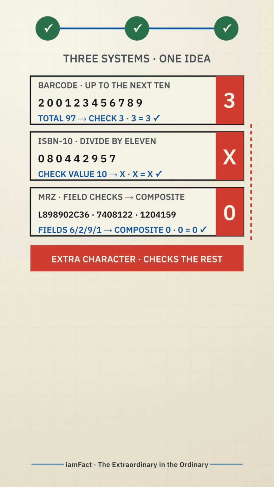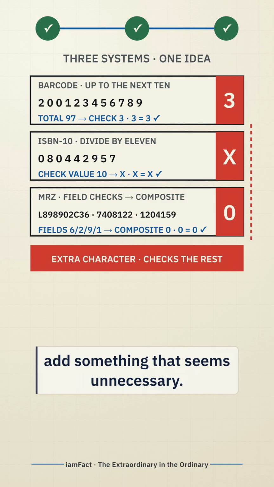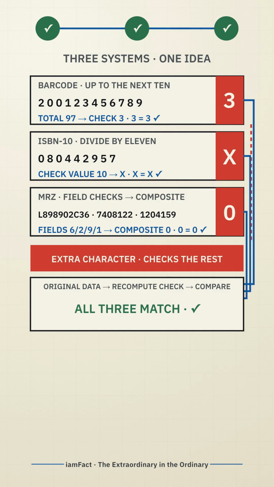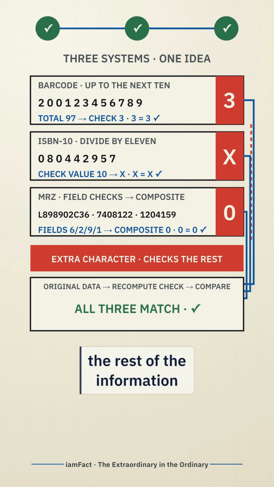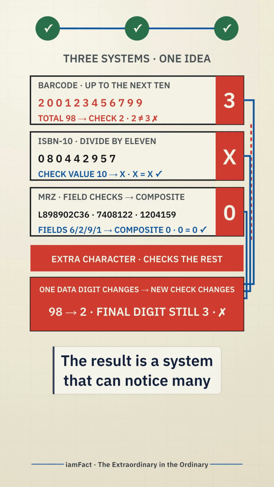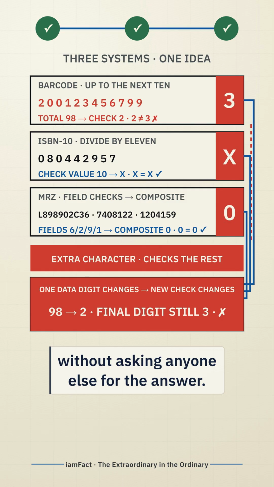All three rely on the same idea: deliberately add something that seems unnecessary. That extra character does not add a new name, date, or identity. Its job is to confirm that the rest of the information still fits together. The result is a system that can notice many typing or reading errors as soon as they happen, without asking anyone else for the answer.